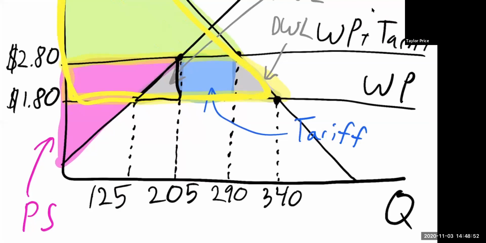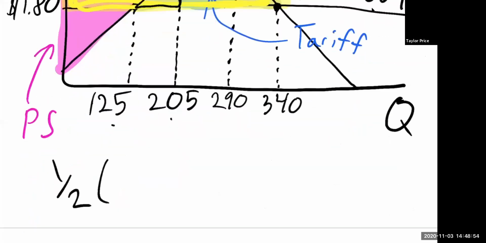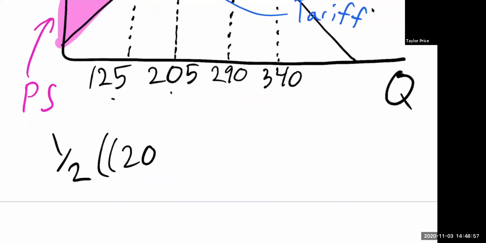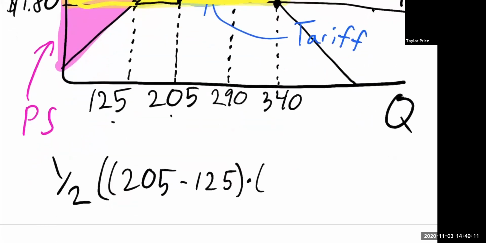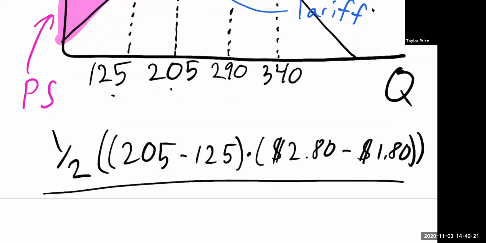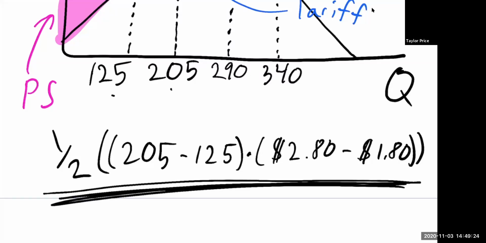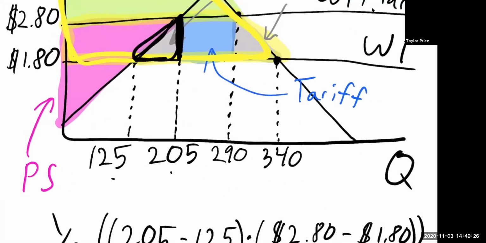And then in this case, the base is going to be 205 and 125. So we're going to have 205 minus 125. Multiply that by the difference of the tariff. So the height right here, which in this case is the difference between 280 and 180. So we're going to have 280 minus 180. And so we're going to solve this to determine this deadweight loss triangle right here.